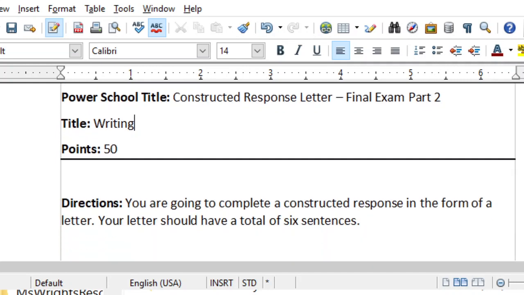Here are the directions. You are going to complete a constructed response in the form of a letter. Your letter should have a total of 6 sentences, okay?